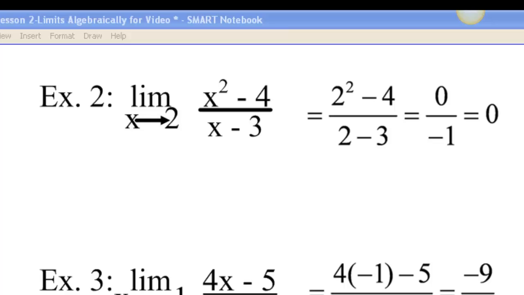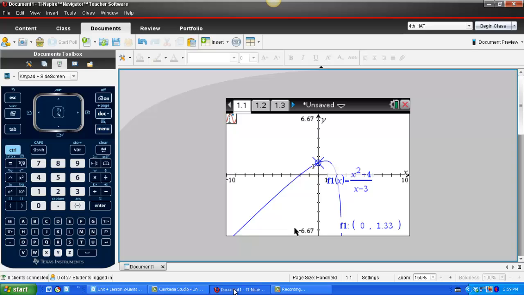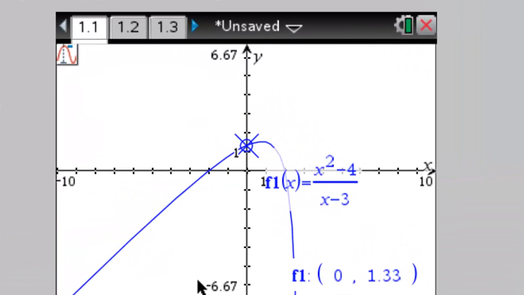You should analyze them to make sure it makes sense. For the sake of time on this video, I'm going to spare you the numeric interpretation, but let's look at example 2 where I have x squared minus 4 over x minus 3. Here's what the graph looks like, and I've put it on graph trace. If we want to know what's happening at 2, I'm just going to type in 2, and I see that at 2, the y value or the limit is 0.